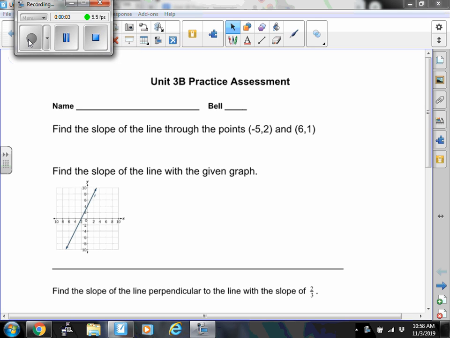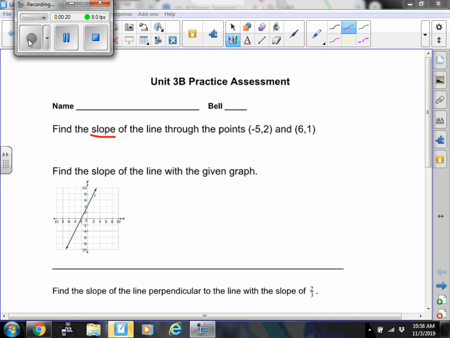Okay, in preparation for our 3B practice or assessment, that'll happen on Thursday. So tonight, hopefully the night before the test, you're reviewing this. Some key elements is to focus on the words. There's going to be a lot of words on the assessment.